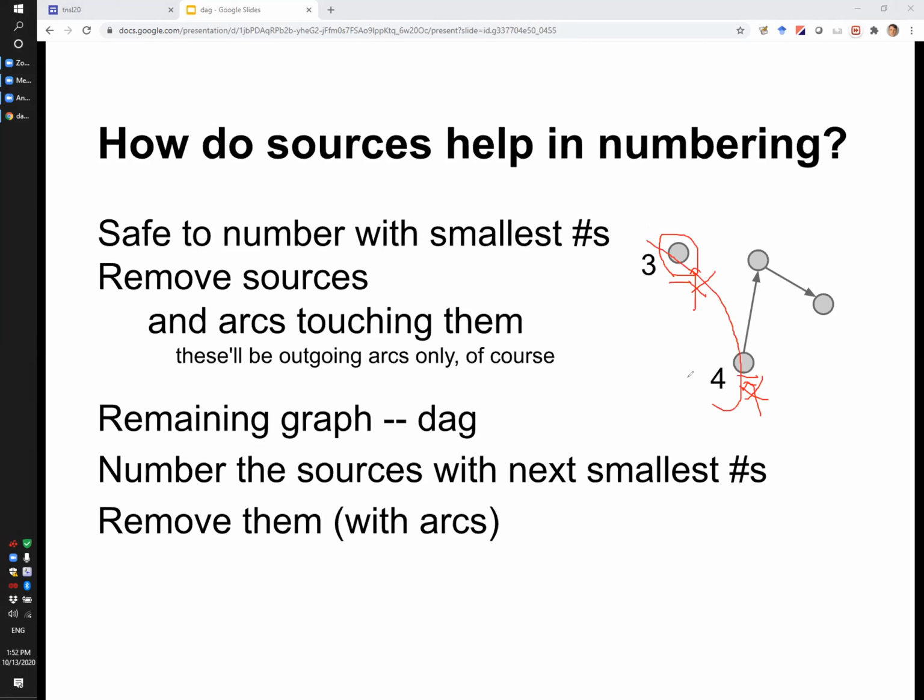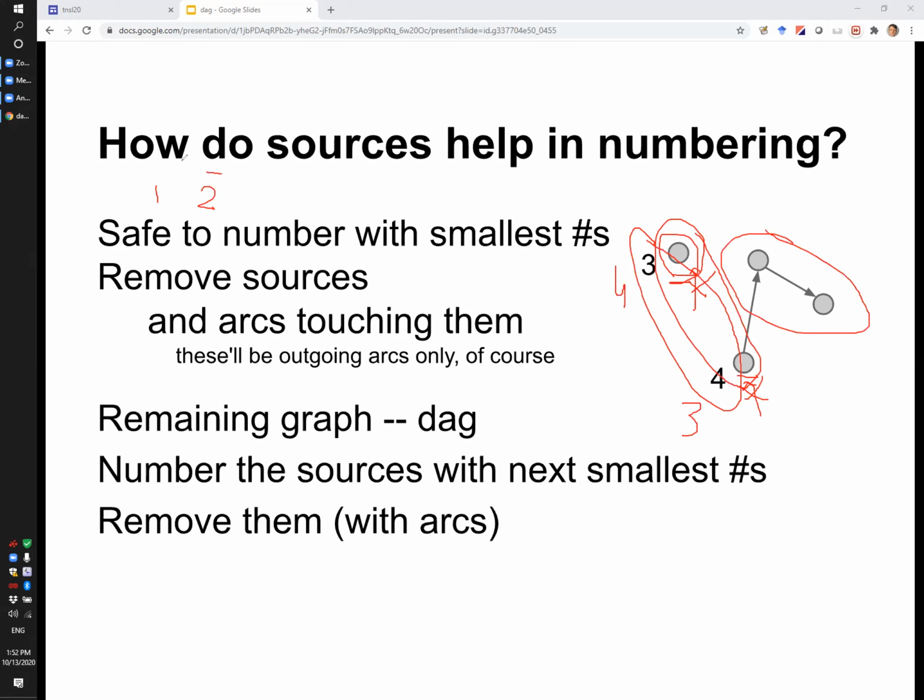Take the next smallest number, in this case 3 and 4, because remember, we use numbers 1 and 2 to number those nodes that were already removed. So the next ones are 3 and 4. You number these 2 nodes with numbers 3 and 4 arbitrarily. You could have numbered this with a 4, this with a 3. And again, such a numbering will not violate the topological order property, no matter which numbers you give to the remaining nodes in the graph, right?